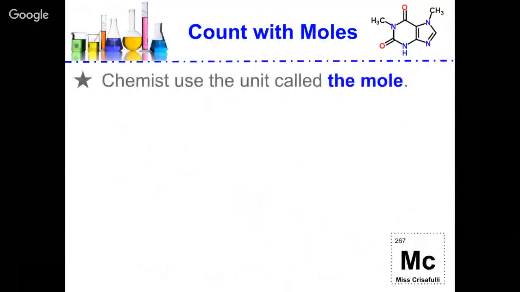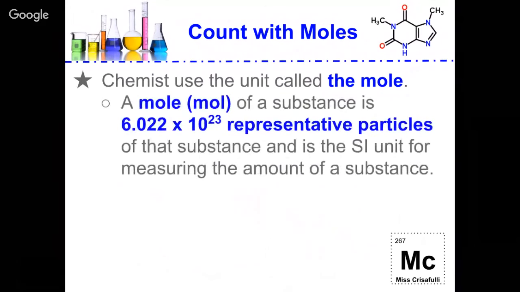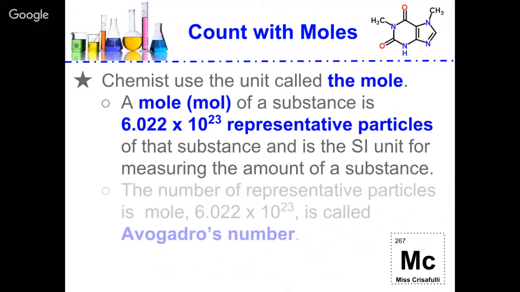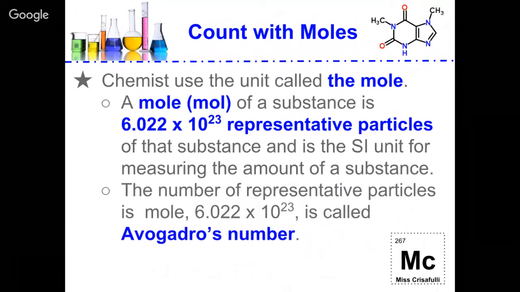So when we count with moles, we use, as chemists, the unit called the mole. A mole of a substance is 6.022 times 10 to the 23rd representative particles of that substance, and it is the SI unit for measuring the amount of a substance in chemistry. The number of representative particles in a mole is 6.022 times 10 to the 23rd, and that's also known as Avogadro's number. So you'll hear me go back and forth between saying a mole of anything is 6.022 times 10 to the 23rd, or it's Avogadro's number of things.